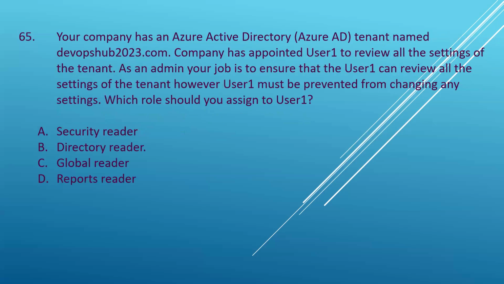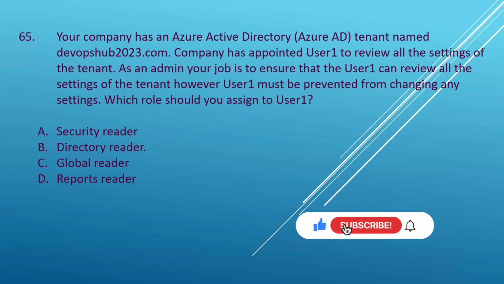Question number 65. Your company has an Azure Active Directory tenant named DevOpsHub2023.com. The company has appointed user 1 to review all the settings of the tenant. As an admin, your job is to ensure that user 1 can review all the settings of the tenant. However, user 1 must be prevented from changing any settings. Which role should you assign to user 1? Your options are security reader, directory reader, global reader, and reports reader. And the correct answer in this case is option C, global reader.